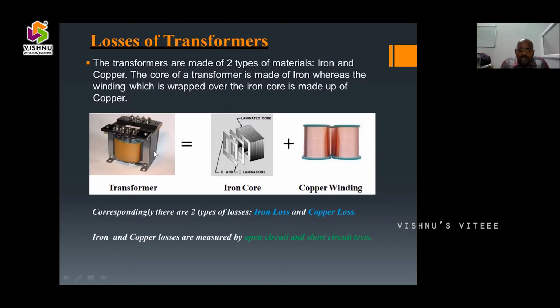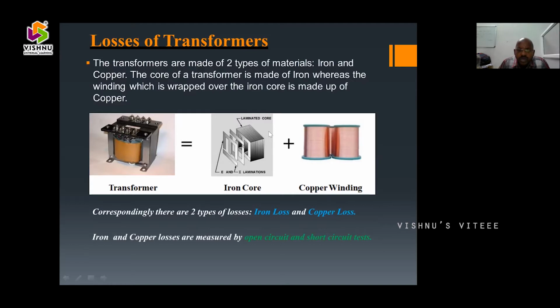By merging the copper winding and the iron core material, we get the transformer, a static device. Based on the parts of the transformer, the core is made of iron, whereas the winding which is wrapped over the iron core is made of copper. Corresponding to these parts, there are two types of losses. The first part is the iron core, so due to the iron core we get iron losses in the transformer. The other part is the copper winding, so due to the current flowing through the windings, we get copper losses in the transformer.